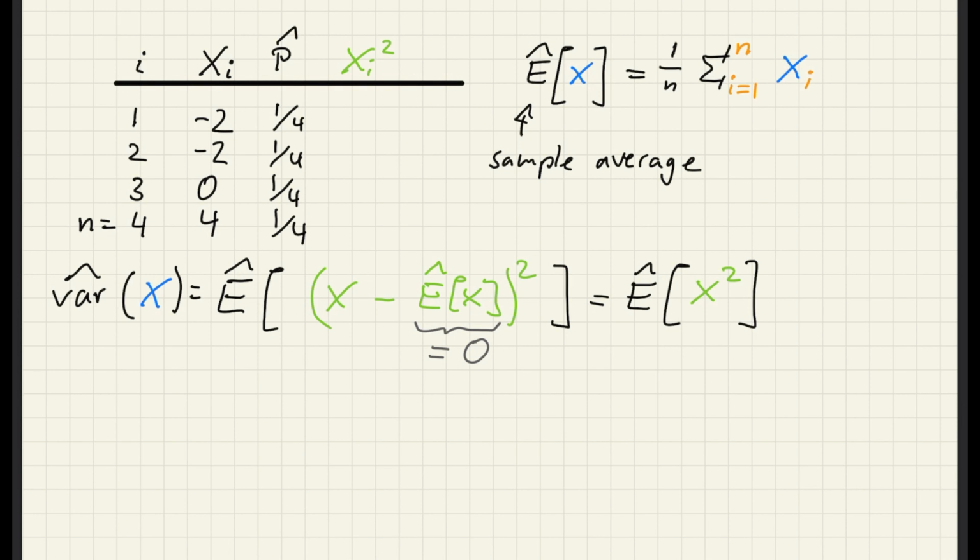So we square minus 2, that will be a 4. 4 again, 0. Now we square 4, that will be a 16. We sum over this column, 4, 4, 16, so 24. 24 divided by n, which is 4 here, so that would be 6. The sample variance has the value 6.